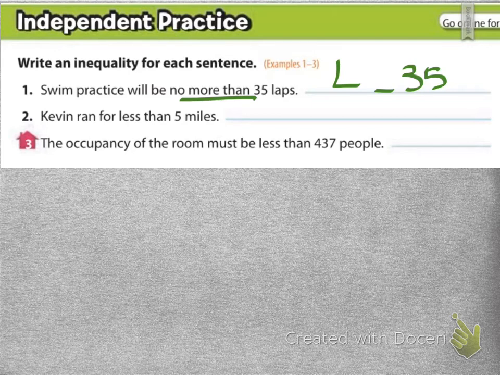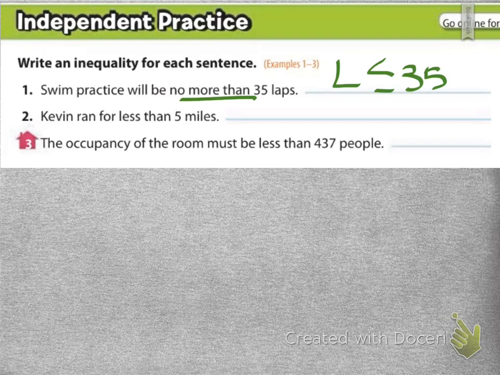All right, so it says it'll be no more than 35 laps. So if your coach says you're going to do no more than 35 laps today, are you going to do more than that or no more than that, which means less than or equal to? It's less than or equal to 35. You might do exactly 35, but maybe they're only going to make you do 10 laps.